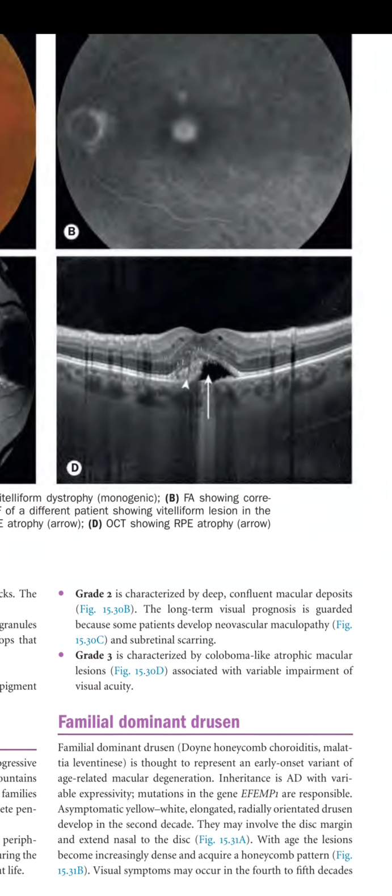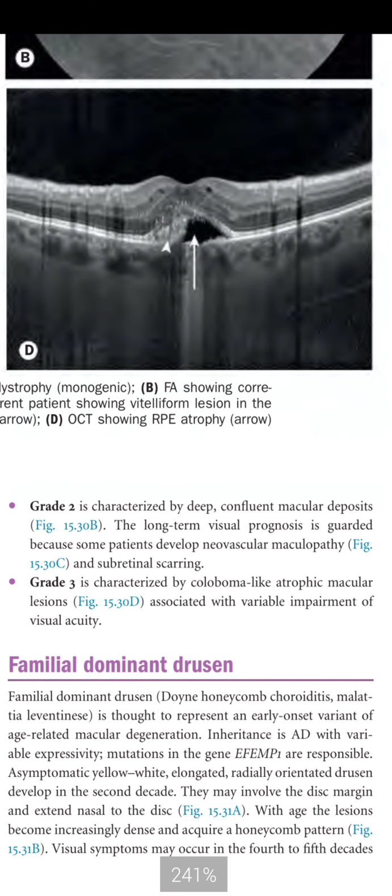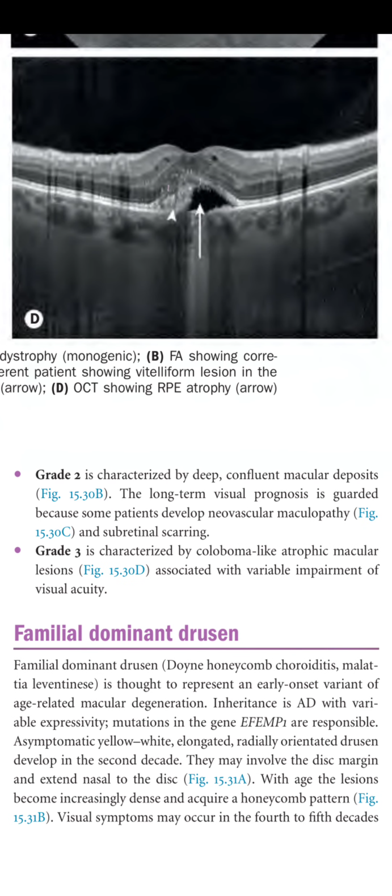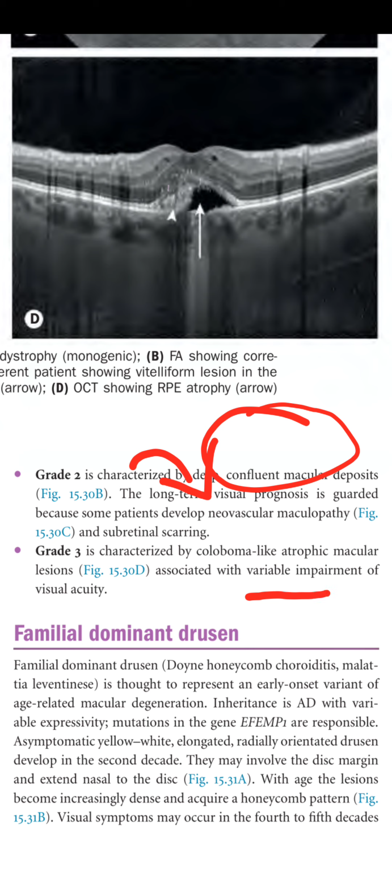Grade 2 is characterized by deep confluent macular deposits. The long-term visual prognosis is guarded because some patients develop neovascular maculopathy and subretinal scarring. So in this case, the macular deposits are being formed and it can lead to neovascular maculopathy or subretinal scarring. Grade 3 is characterized by coloboma-like atrophic macular lesions associated with variable impairment of visual acuity. So there are atrophic macular lesions like in coloboma.